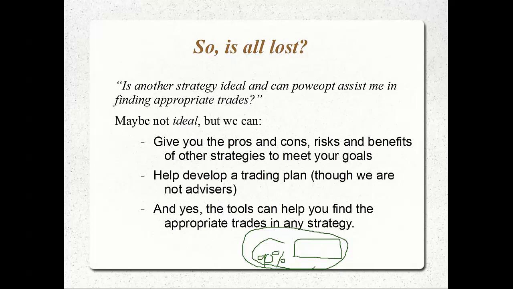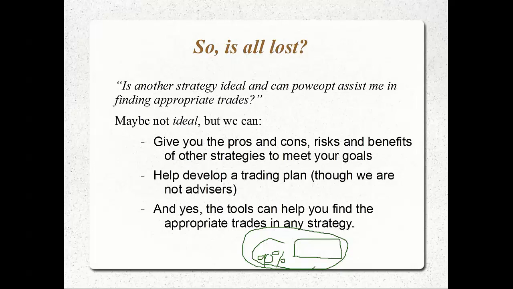Maybe not ideal, but at any time we can give you the pros and cons by phone, via email, even on a webinar presentation, the pros and cons, risk and benefits of other strategies to help you meet your goals. We can help develop a trading plan based on our experience and what your target goals are. Keep in mind we are not financial advisors, but if you come to us and say I want to only risk 5% to make 10% and I expect a 52% success rate, will I be profitable and how can I achieve that? We'll try to walk through how to do that. No guarantees it'll work, but we can walk through the structures that would say yes, this would work.